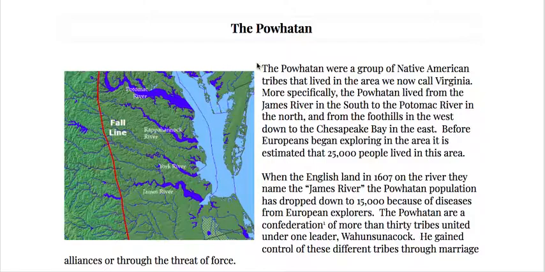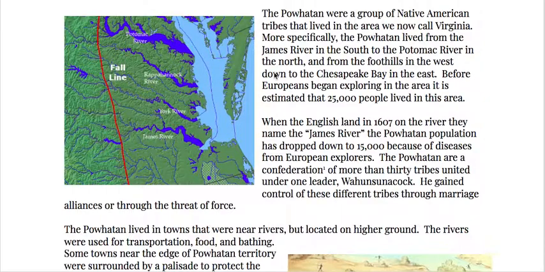So, let's begin. First, we preview. This is a picture of where the Powhatan lived. This is the Potomac River, which is where Washington, D.C. is today. This is the James River, which is in southern Virginia, and so this is all of Virginia. These are the foothills of the Appalachian Mountains. This is the Chesapeake Bay. This is where the Powhatan lived.